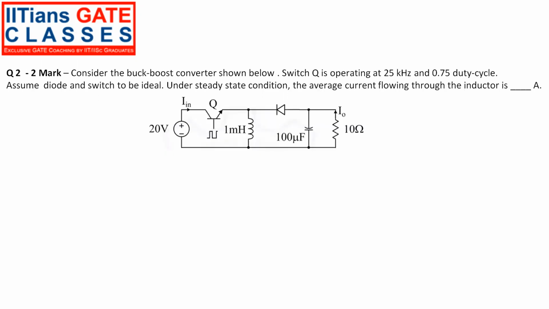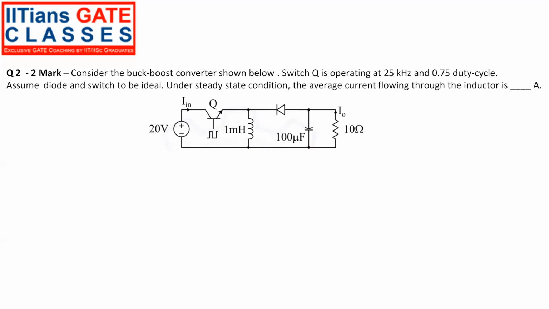Let's go to our next question, which is from DC-DC converters. So the figure shows a buck boost converter and the switch Q is operating at 25 kilohertz at 0.75 duty cycle. So assuming the diode and switch to be ideal, under steady state condition, they are asking us to find out the average current through the inductor.